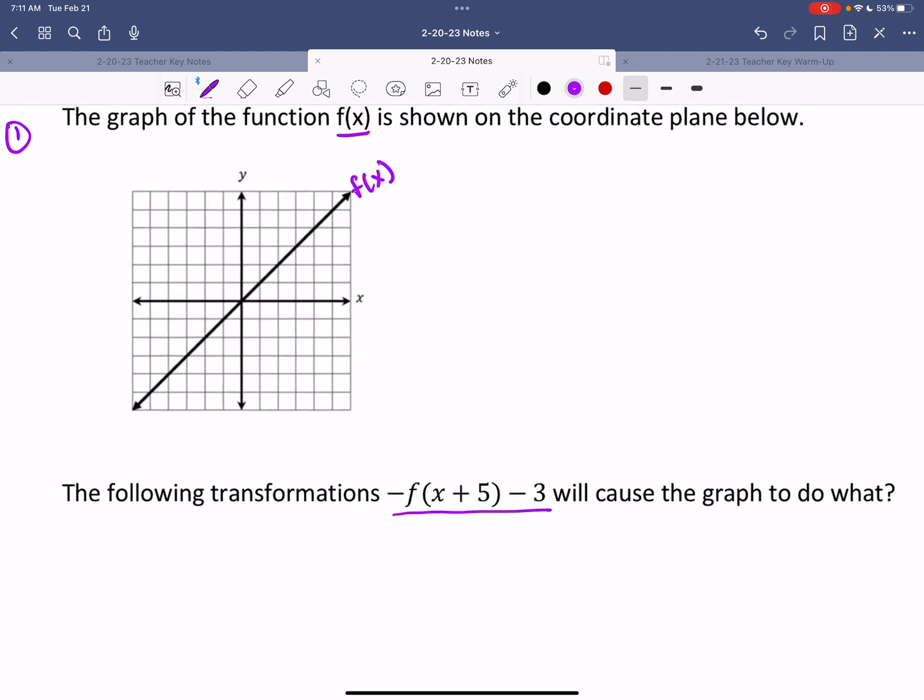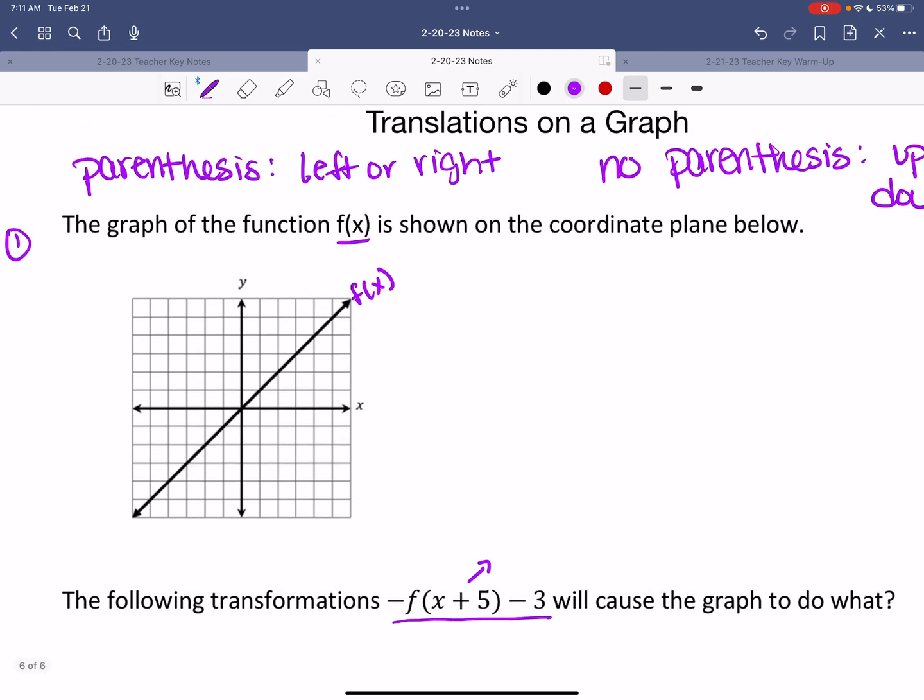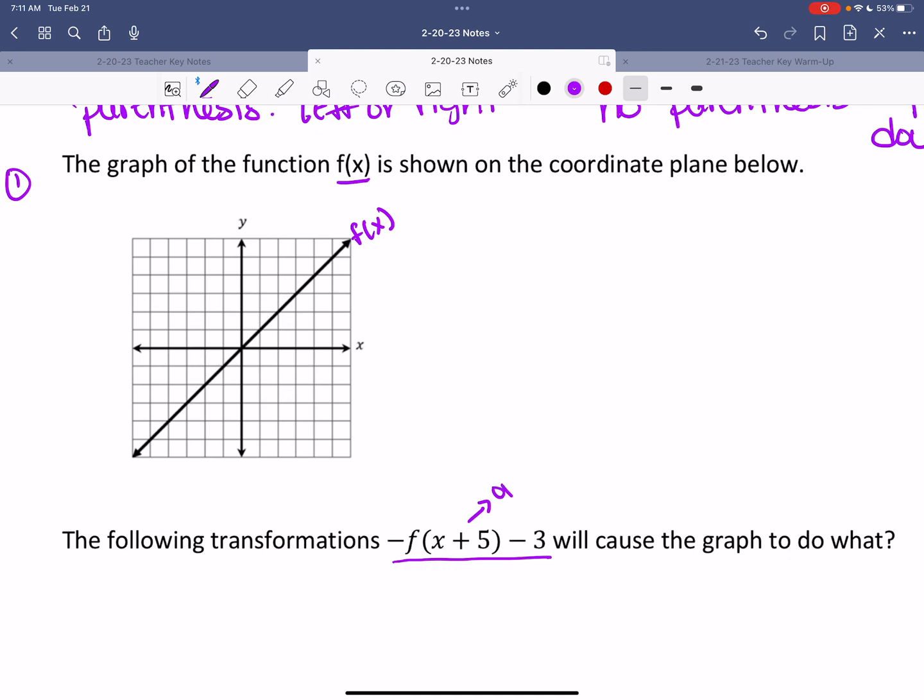Now, I need to figure out how it is changing. Well, this is in parentheses. So from what we just wrote down, that's left or right. Just remember, it's opposite sign. This one is not, so it's going to go down. The only thing that I haven't quite gone over is this one right here. Whenever it has that negative in front of it, that just means it is a negative slope.